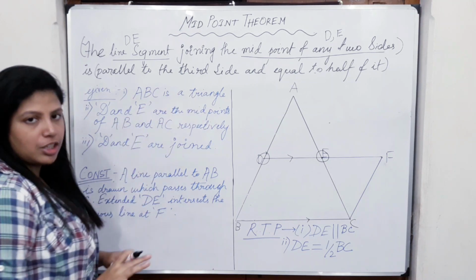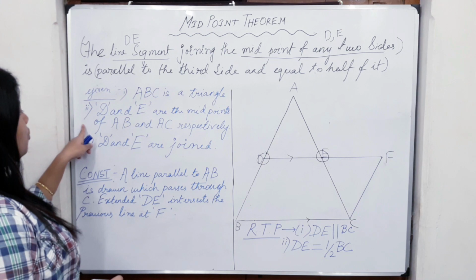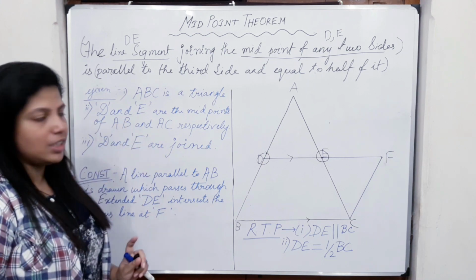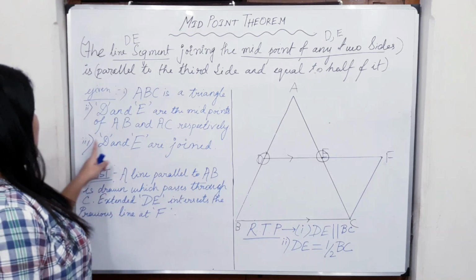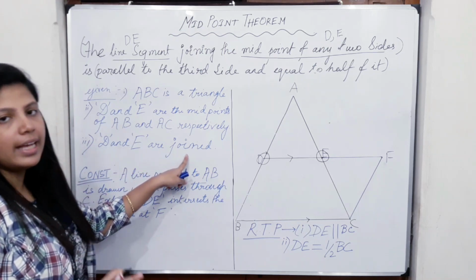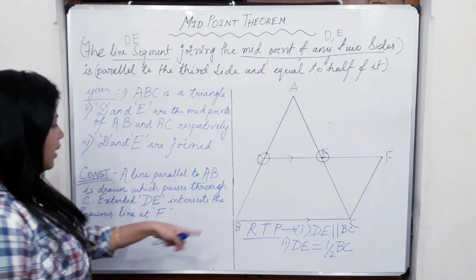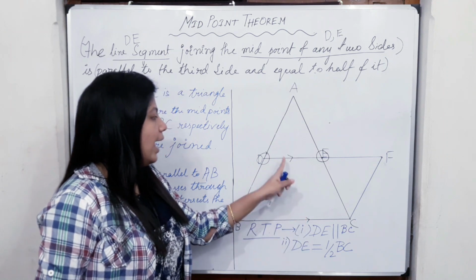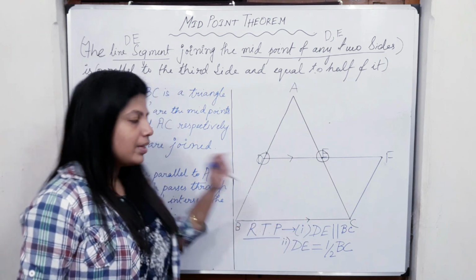I have written here that, given, ABC is a triangle. Number 1, we have to mention that. Next, number 2, D and E are the midpoints of AB and AC respectively. Those are 2 points. And number 3, D and E are joined. These 3 will be in the given part. RTP, these 2 are done, I have told already. These 2 are parallel and this one is half of that.